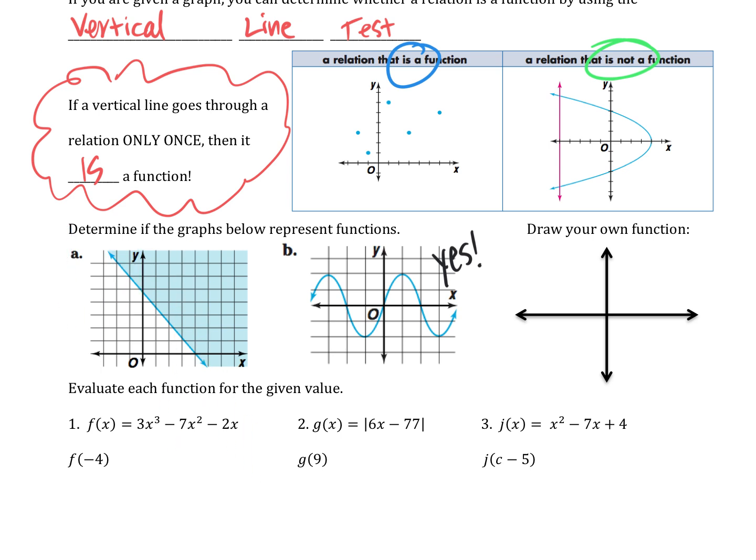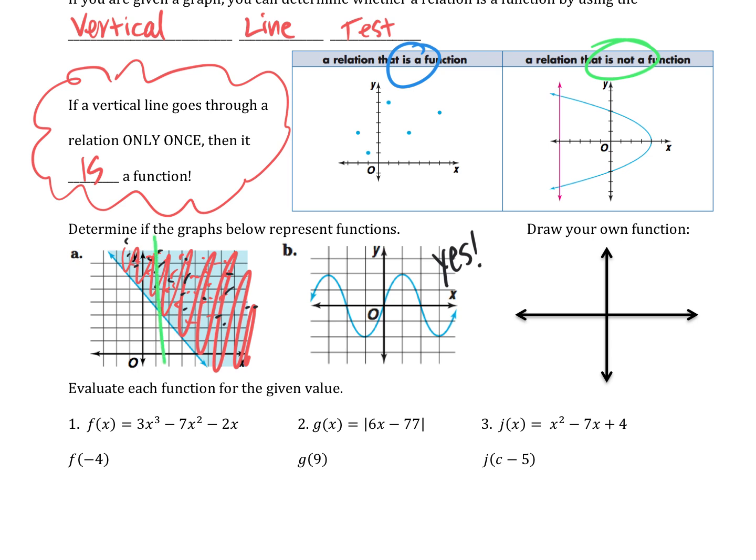If it was just this, is it a function? Yeah, because the vertical line only goes through it once. But what is all this shaded stuff representing? When you shade it in, like with an inequality, what are those? Yeah, they're solutions, and that means that they're points. So these are technically infinitely many points. So when I draw a vertical line through this, am I going through more than one point?